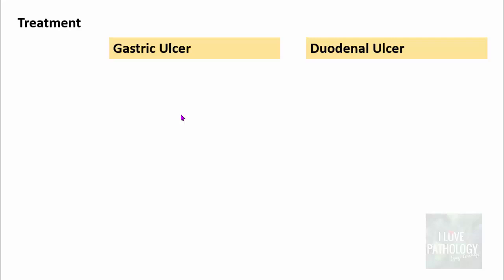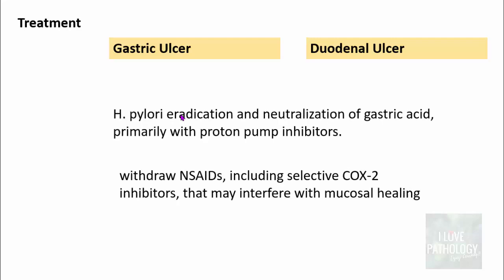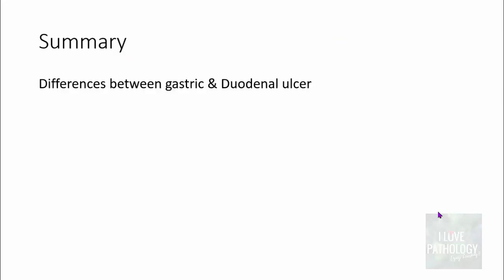So how do you treat? Treatment is basically the same for both of these ulcers. You consider eradication of H. pylori, and then neutralization of gastric acid primarily with proton pump inhibitors. And you have to withdraw non-steroidal anti-inflammatory drugs which may interfere with mucosal healing. And finally, if it is not responding to the medical line of therapy, obviously the patient will be subjected to surgical therapy. So that's the end of understanding the differences between gastric and duodenal ulcer.